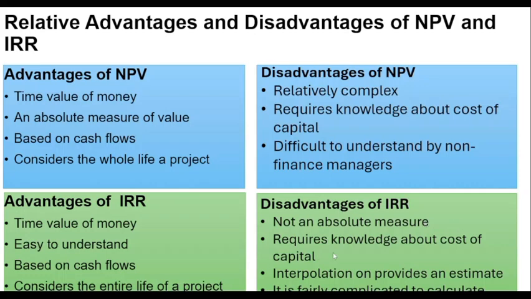That's a disadvantage. It requires knowledge about cost of capital, just as we have with NPV. Interpolation provides an estimate. Okay, interpolation provides an estimate because, as you can see, we are just randomly picking the discount rates and then using those to calculate our IRR. So it provides just an estimate and not an accurate figure. It is fairly complicated to calculate. As you can see, I have to calculate two NPVs for us to use the linear interpolation to derive that. So that is also a disadvantage of IRR.